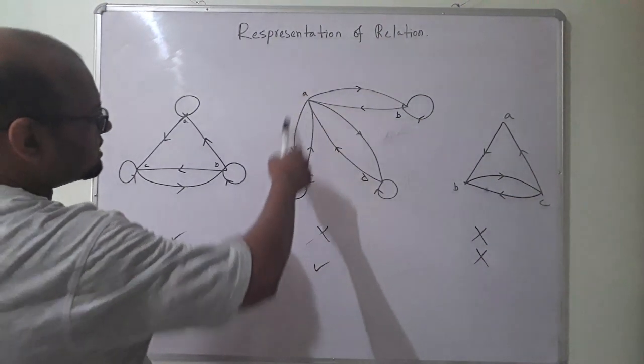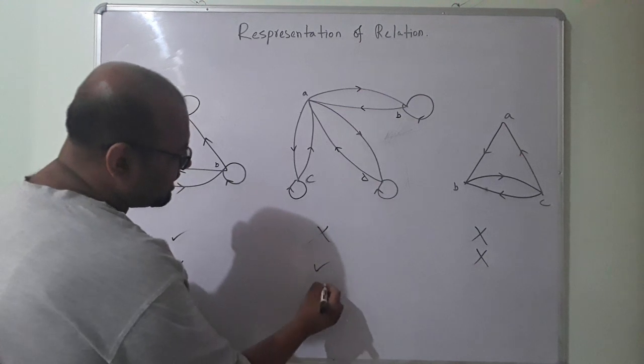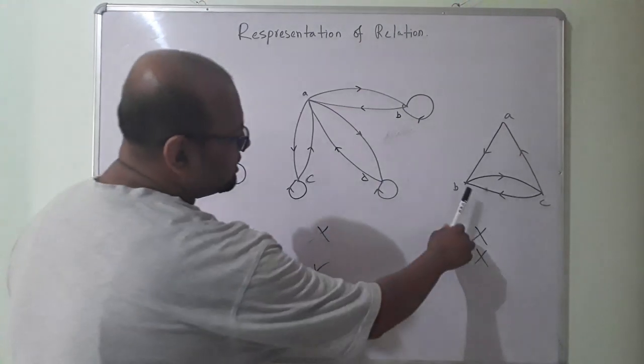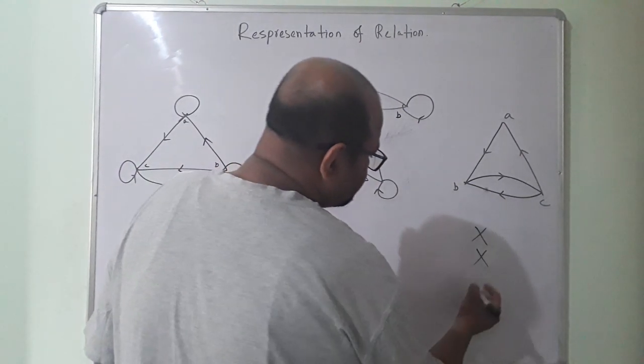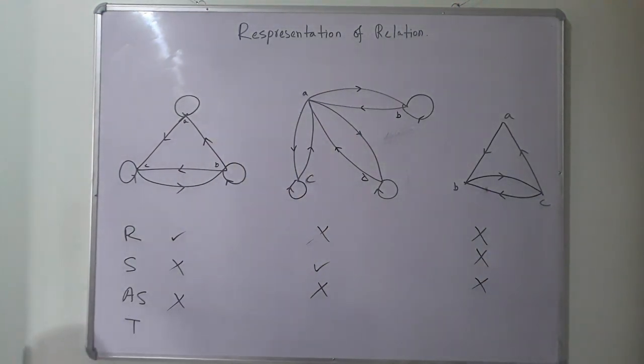What about this? Same reason. AC is there, CA is there, but A is not equal to C. Not antisymmetric. What about this? BC is there, CB is there. This is also not antisymmetric. Alright. Let us look at transitive.